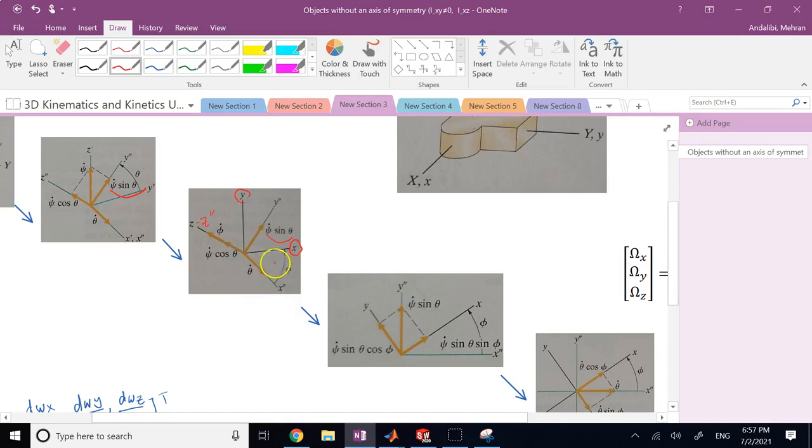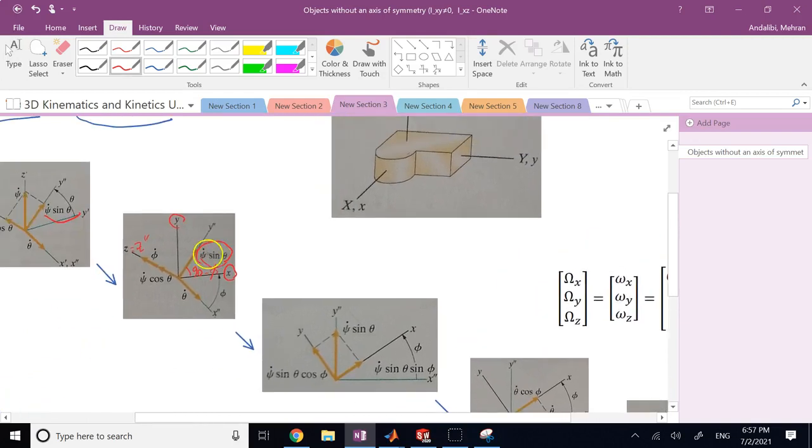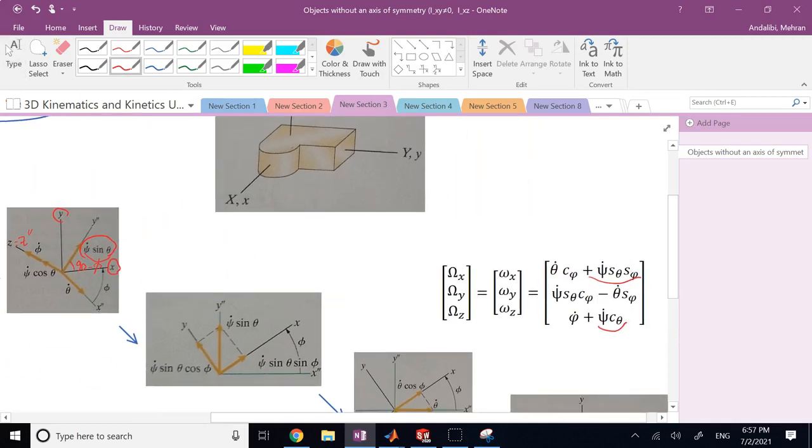And clearly you see that when this is angle phi, this guy here is 90 degrees minus phi. So if you want to project that psi dot sine theta along x, you have to multiply by cosine of 90 minus phi, which is sine phi. So you should have psi dot sine theta sine phi, which you have here. And then psi dot sine theta multiplied by sine of 90 minus phi, which is cosine phi, should be aligned with y, which you can see here.